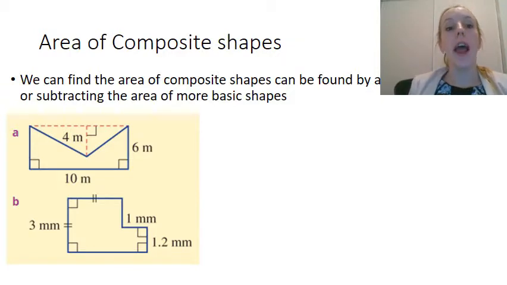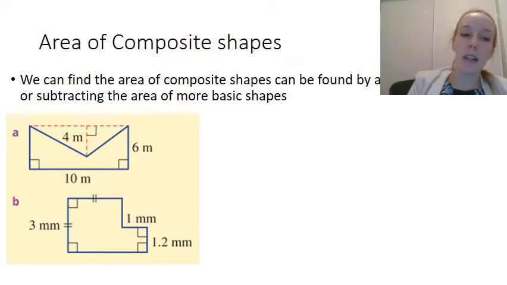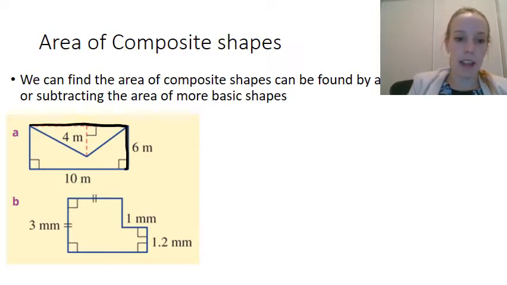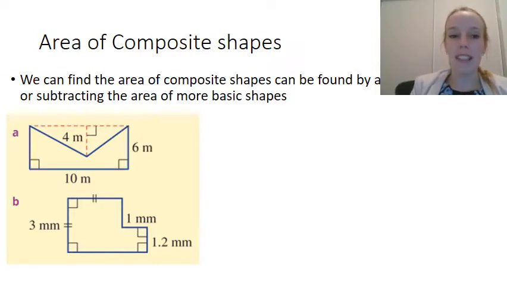Okay, so area of composite shapes. Composite shapes are shapes that are made up of multiple basic shapes. So we can find the area of composite shapes by either adding or subtracting the areas of more basic shapes. For instance, if we look at A here, you can see we've got a rectangle. If we were to fill in this area here, we would have a rectangle. But the shape that it actually wants us to find is outlined there in blue. So it's that rectangle, but it's had a triangle cut out of it, because if you look here, this is our triangle.